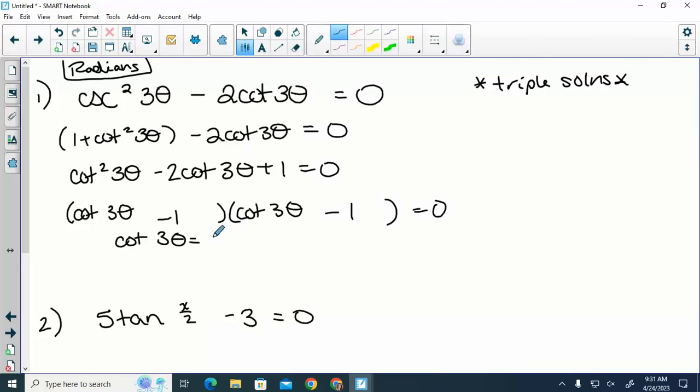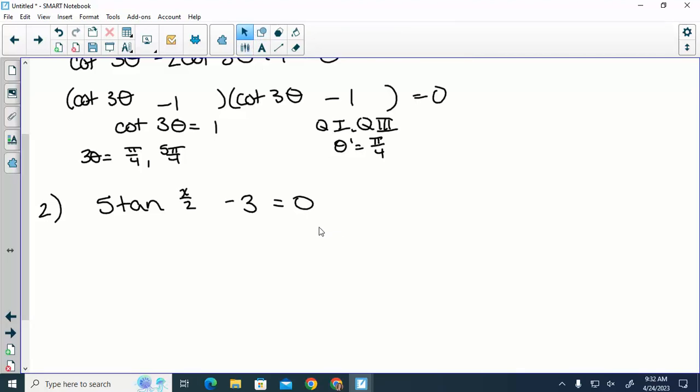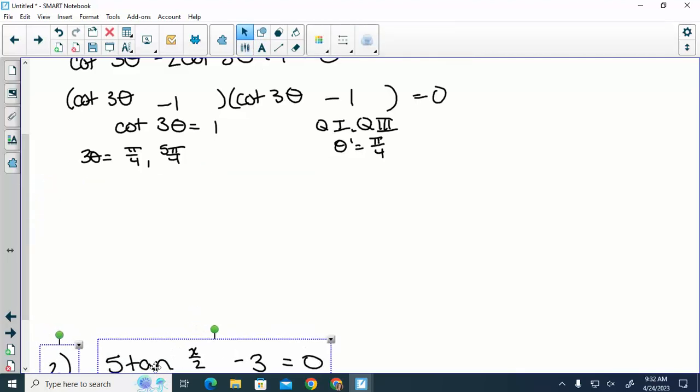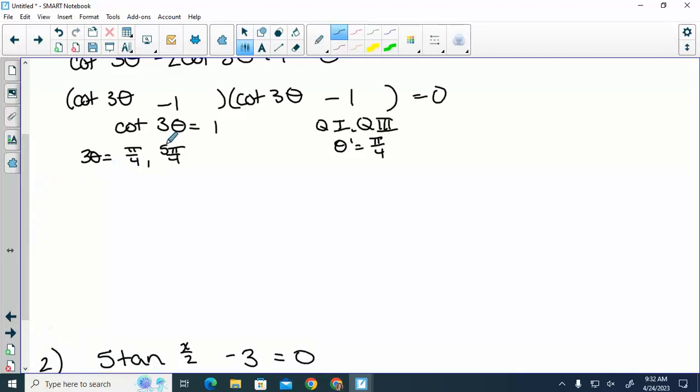So quadrants, when is cotangent positive? Reference angle, when is cotangent equal to 1? Which in radians is pi over 4. So 3 theta would equal, in quadrant 1, pi over 4. In quadrant 3, that would be 5 pi over 4. But we know there's triple solutions, so each of these should give us 2 more. How do we get those?